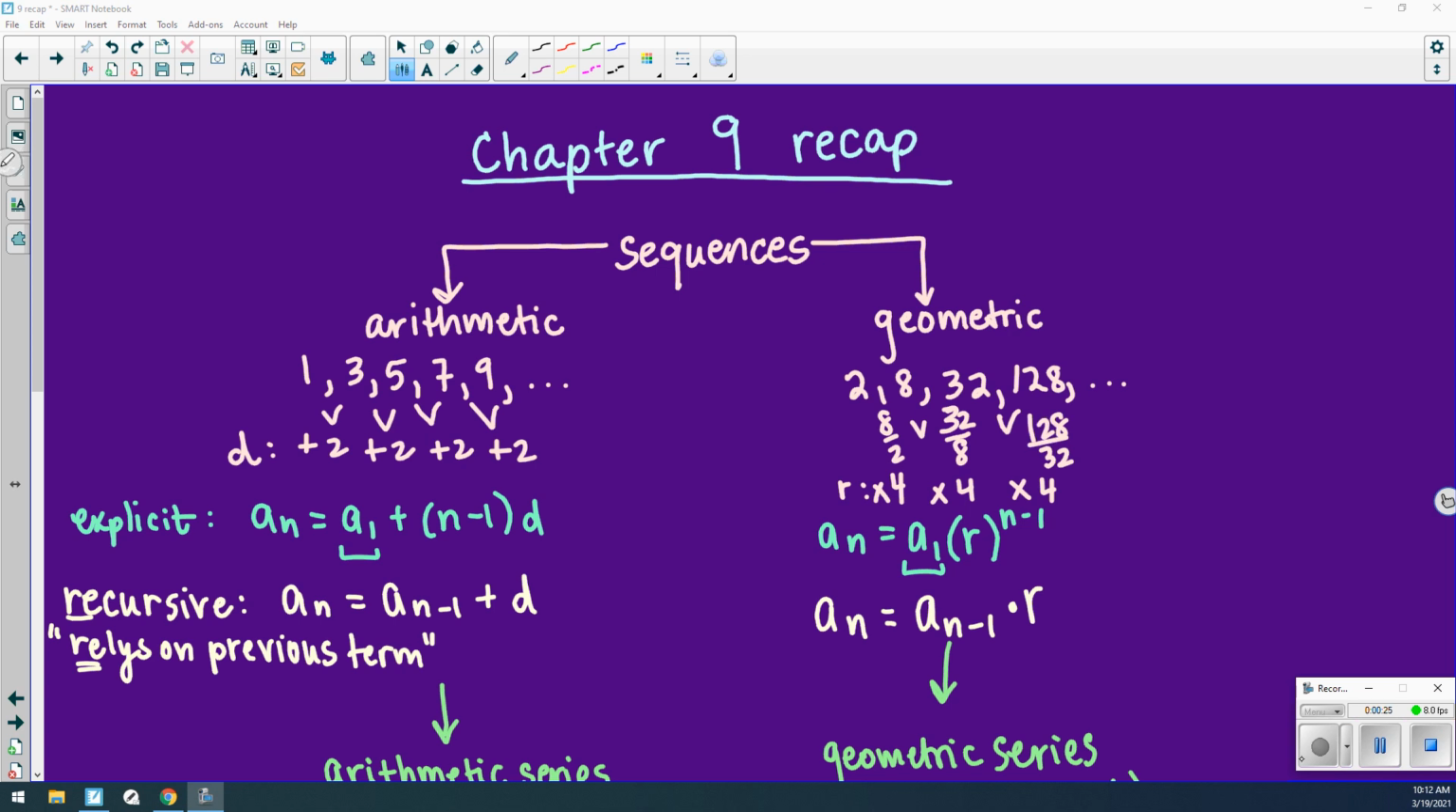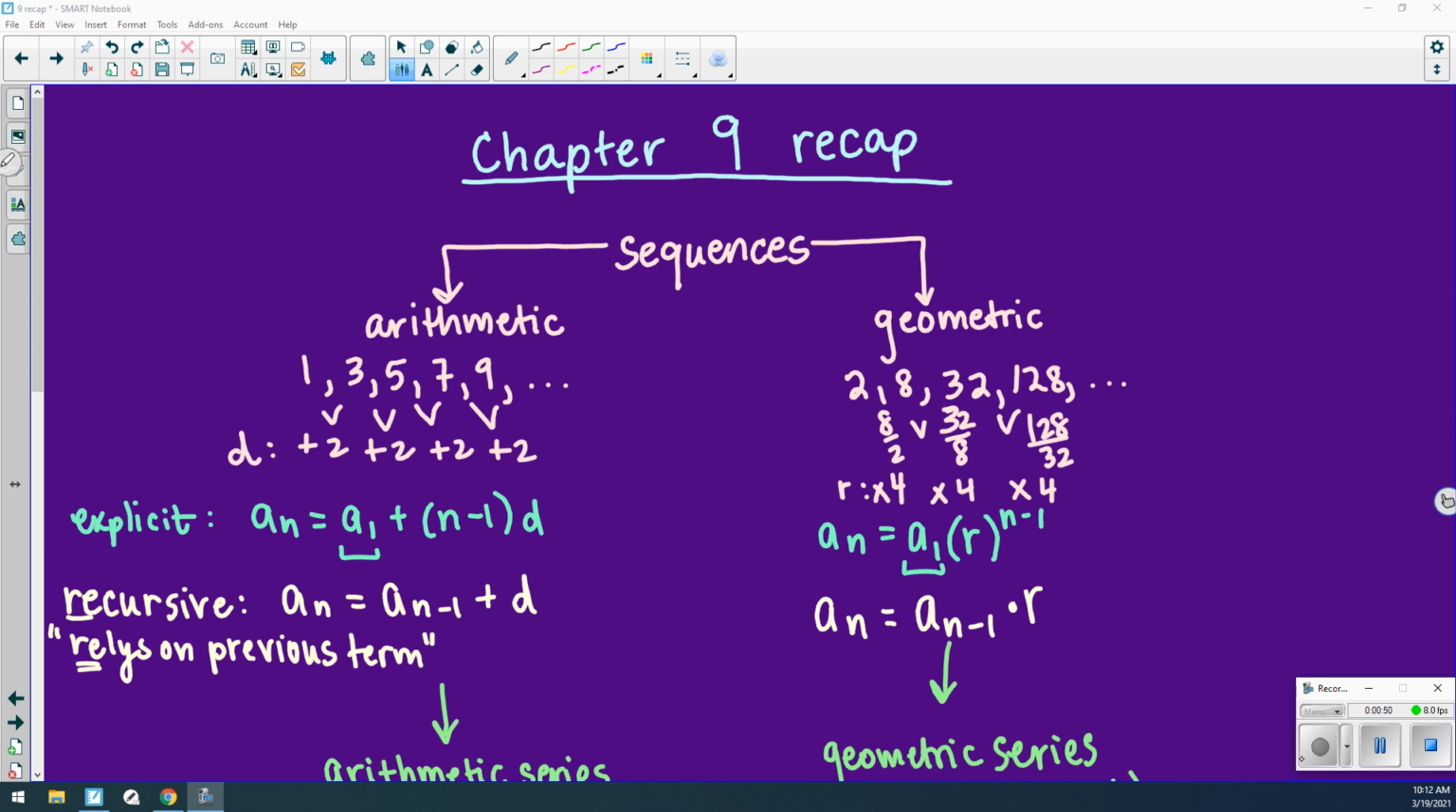So sequences is what we began with. Remember that a sequence is just a string of numbers that are all connected in some way. So if we have an arithmetic sequence like 1, 3, 5, 7, 9, and so on, we have a common difference of 2. We're adding 2 to get to each term in the sequence. We can write an explicit formula or a recursive formula. Remember that a recursive formula relies on the previous term.